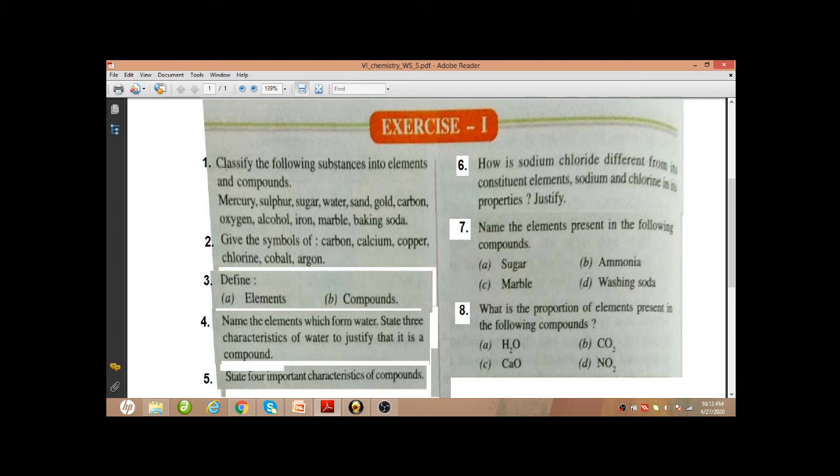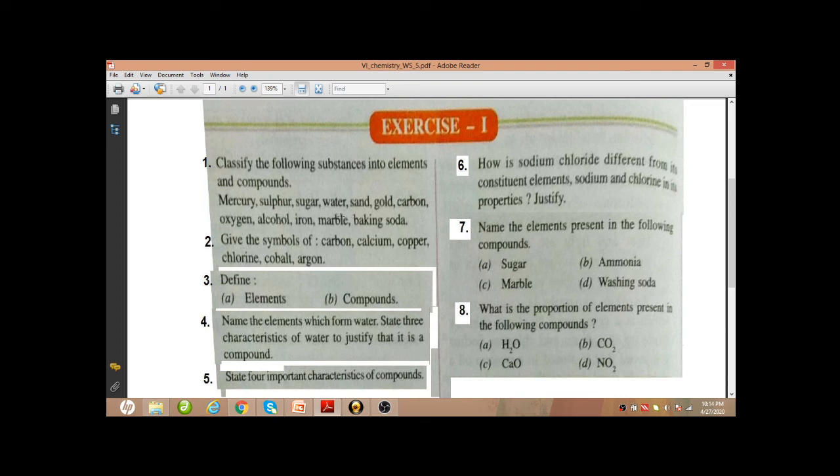Let's start now. Classify the following substances into elements and compounds. How will you write down the answers for this kind of question? Make two columns, one for element and another for compound. The elements you will write in the element column, and compounds in the compound column. Mercury is an element, so you write it in the element column. Sulfur is a non-metal, so it's an element. Sugar is a compound. Water is a compound. Sand is silicon dioxide, this is a compound.